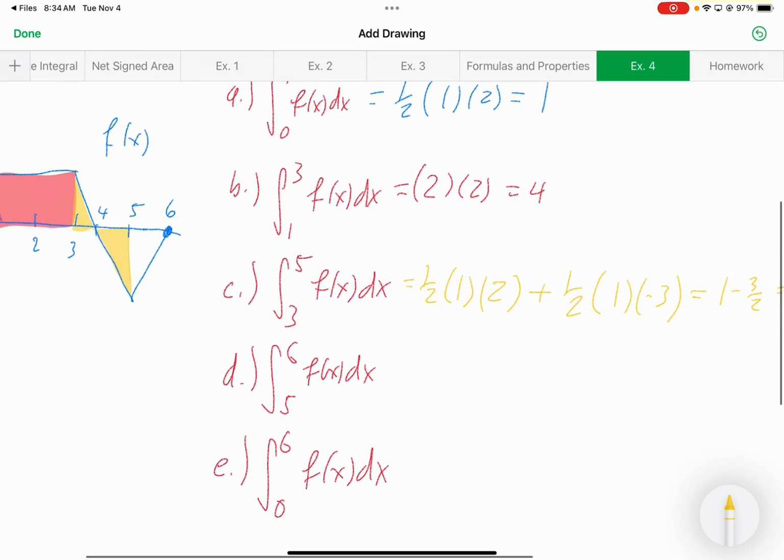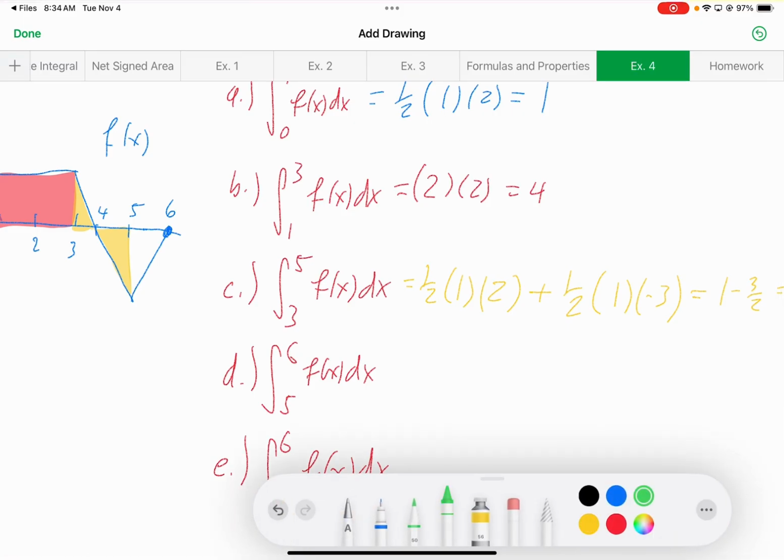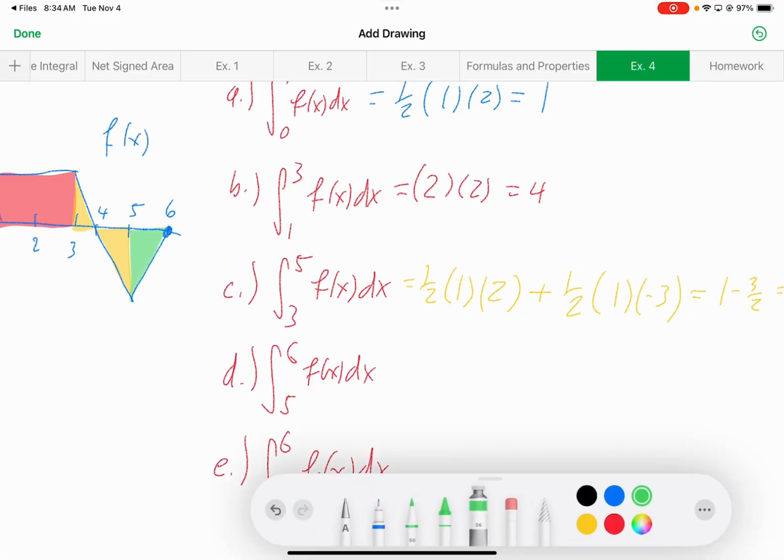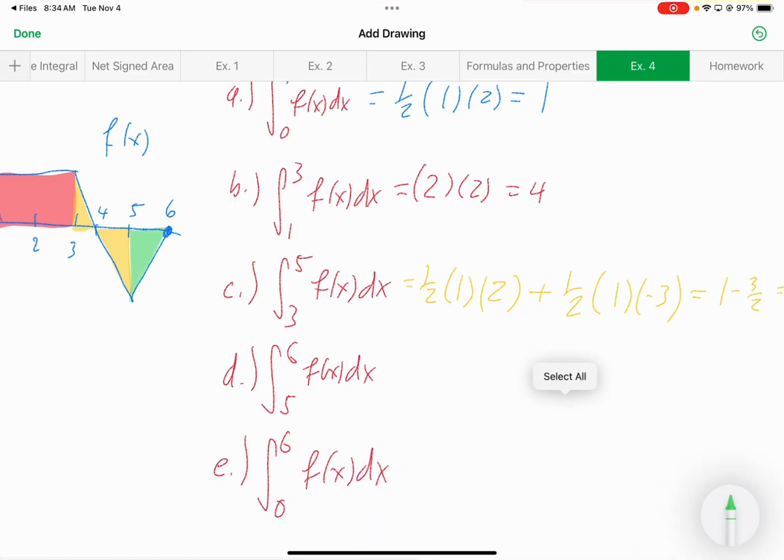Okay. And then let's do 5 to 6. So then 5 to 6 is going to be from here to here. Okay, so then that's a triangle. 1/2, my base is going to be 1, my height is going to be -3. So then that's another one that gives me -3/2.